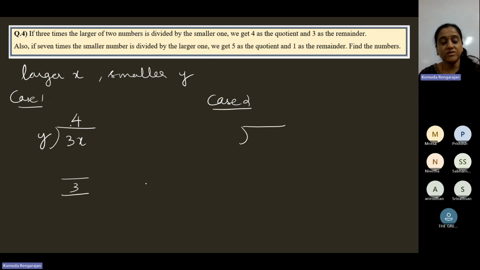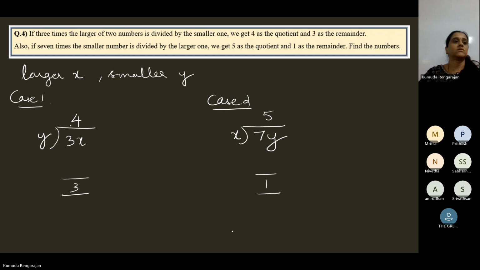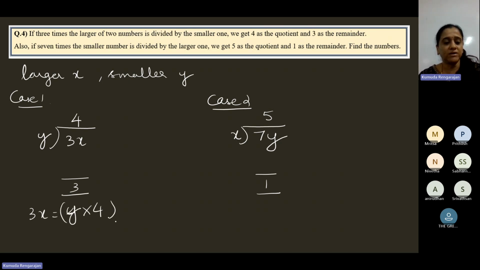Also, if 7 times the smaller number is divided by the larger one, we get 5 as the quotient and 1 as the remainder. So how will we construct the equations? Using the division algorithm. What's the division algorithm? Dividend is equal to divisor into quotient plus the remainder. So dividend 3x is equal to divisor y into quotient 4 plus the remainder.